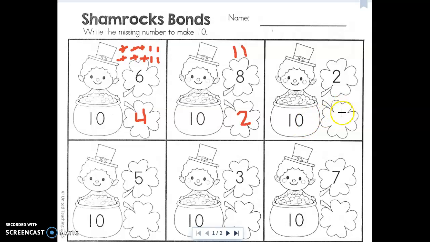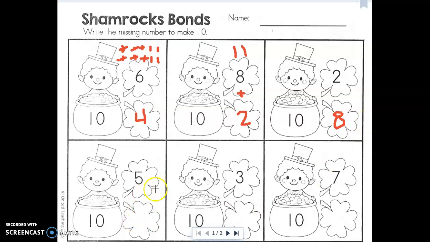Over here, I'm just going to look at this one and I say, oh, 2. Well, I know that 8 plus 2 equals 10. So 2 plus what equals 10? Well, 2 plus 8. I've just flipped the fact family.